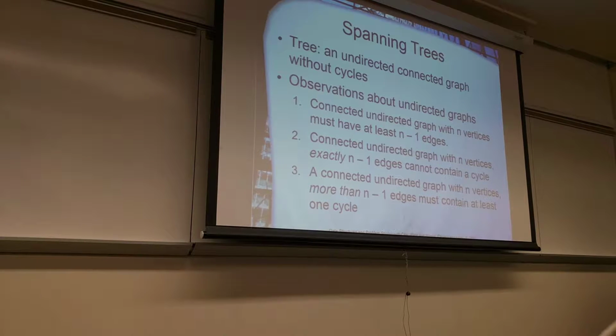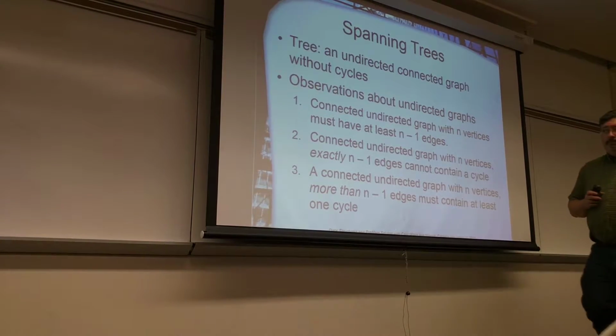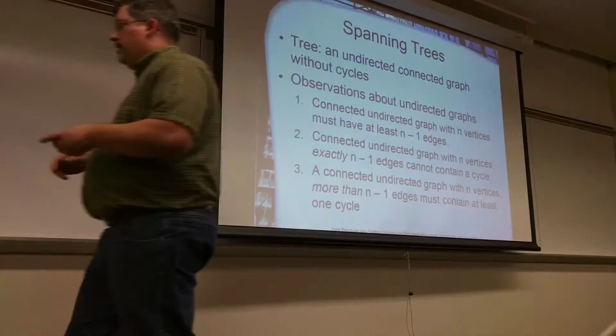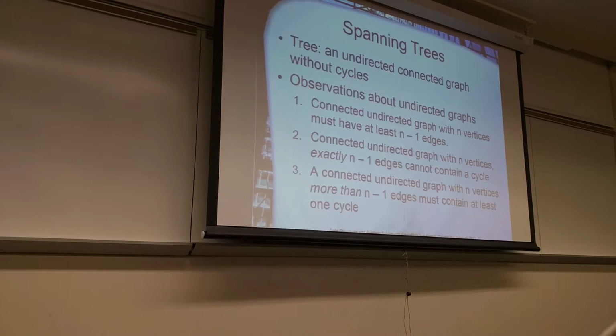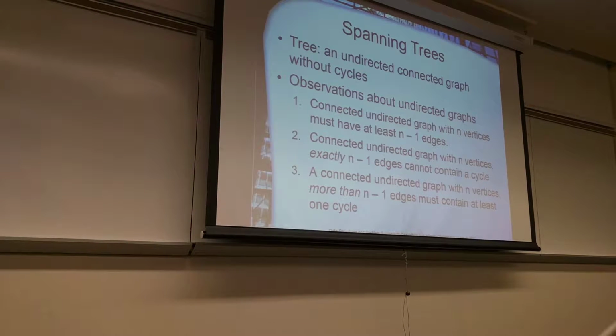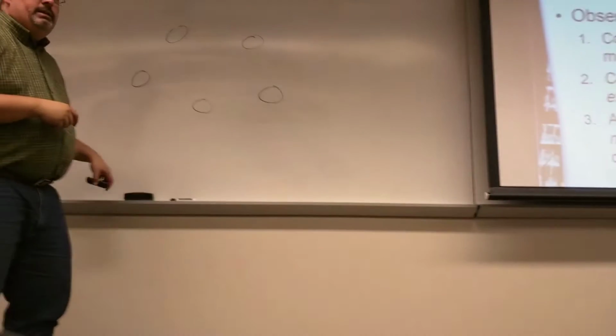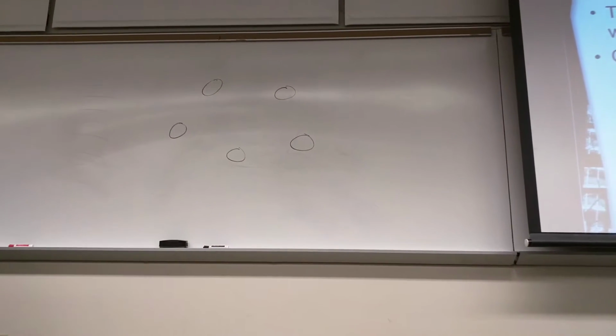But let's notice a couple things about undirected graphs. Number one, a connected undirected graph with n vertices must have at least n-1 edges. All right, so there's a couple things to note here. It's a connected graph, all right? So, here's 5 nodes. Do any of you think you could draw edges on here, draw 3 or fewer edges, and make that a connected graph? 3 or fewer?